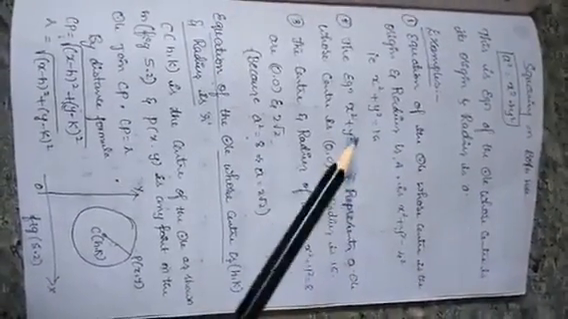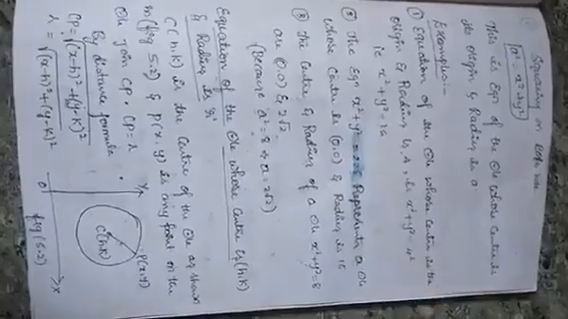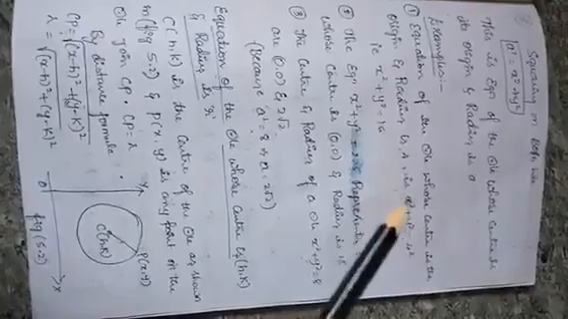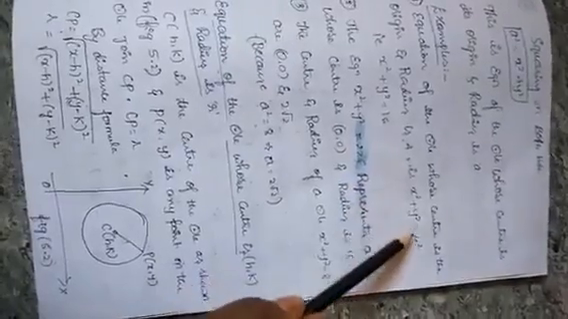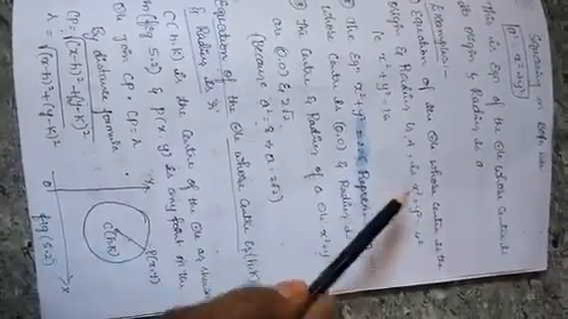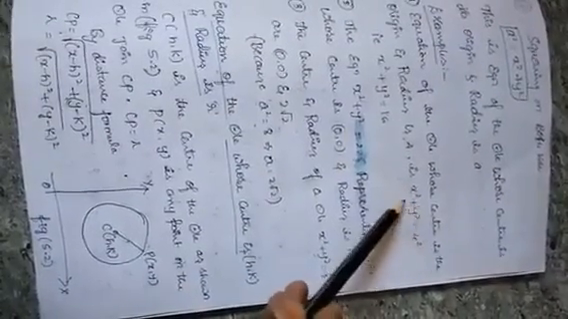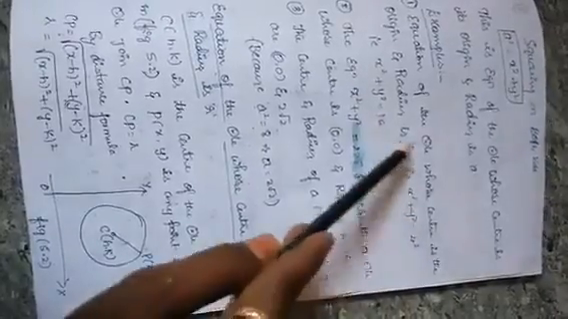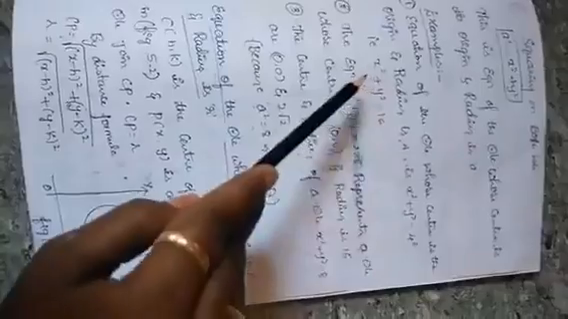Find the equation of the circle whose center is the origin and the radius is 4. Origin means 0, 0. The radius, from the fixed point to the circle, is 4. Then we know that x square plus y square is equal to the radius squared, that is 4 square. Finally we get x square plus y square is equal to 16.